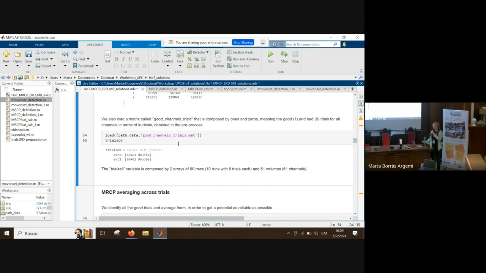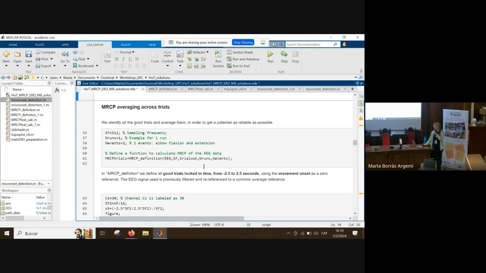Okay, so here we can see a matrix in which, for each electrode and for each trial, we determine if the trial is good. So if you have one trial and 61 electrodes, for each trial we can know if it was good in this electrode or if we have to reject it. And this matrix we will use to do the movement-related cortical potential analysis.